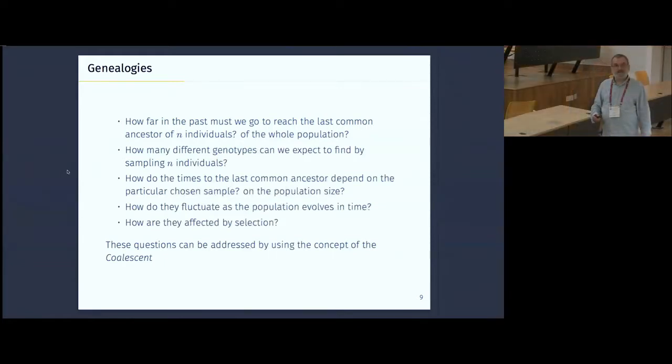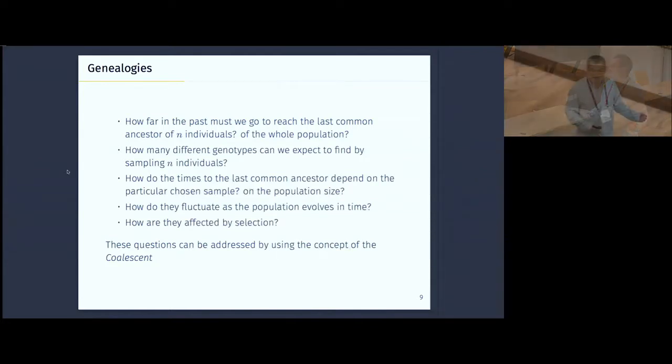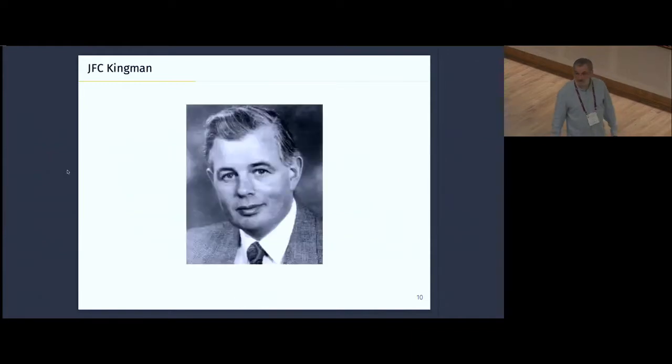How do the times of last common ancestors depend on a particular chosen sample or on the population size? How do these quantities fluctuate as the population evolves in time? How are these affected by selection? So these questions are addressed by using the concept of the coalescent, which is due to Kingman.